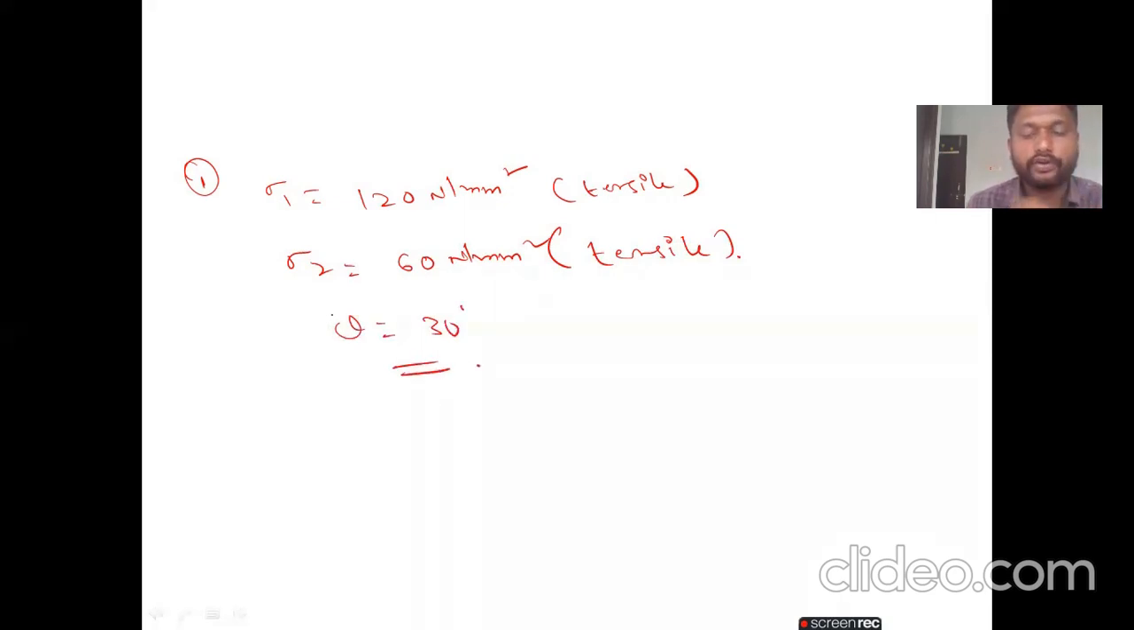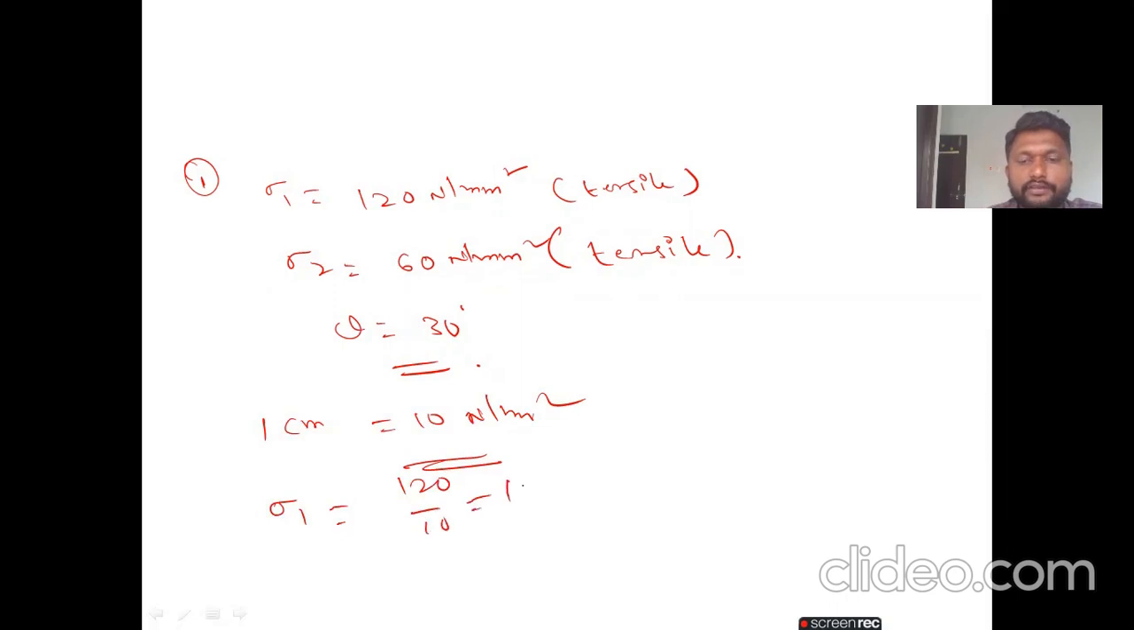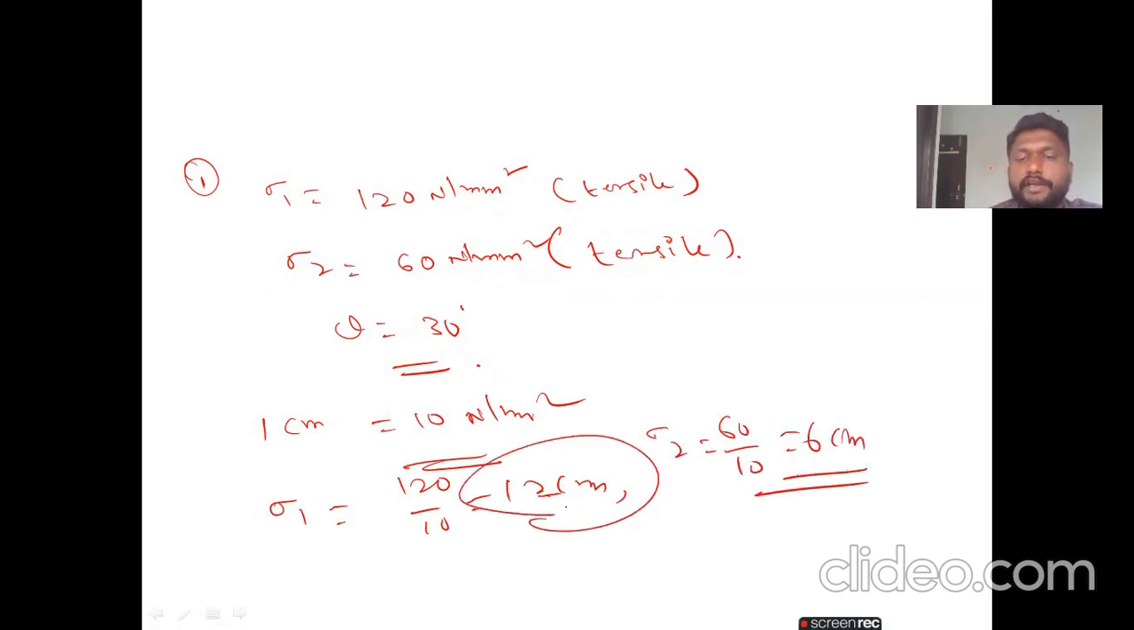Before solving any problem, let us assume a scale, because we have to draw the graph, this Mohr circle, using a scale only. Let us assume 1 centimeter equal to 10 Newton per mm square. So sigma 1 equal to 120 by 10, 12 centimeter, and sigma 2 equal to 60 by 10, 6 centimeter. Sigma 1 is 12 centimeter, sigma 2 is 6 centimeter.